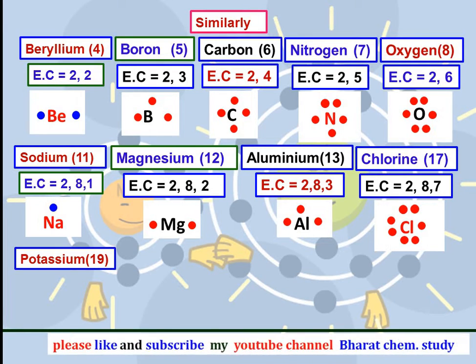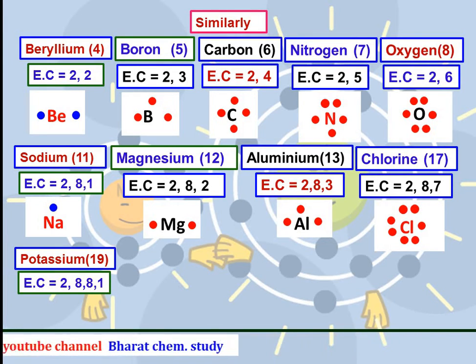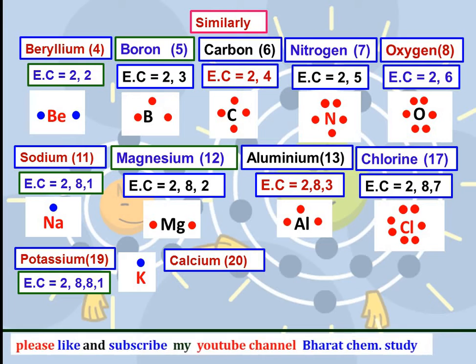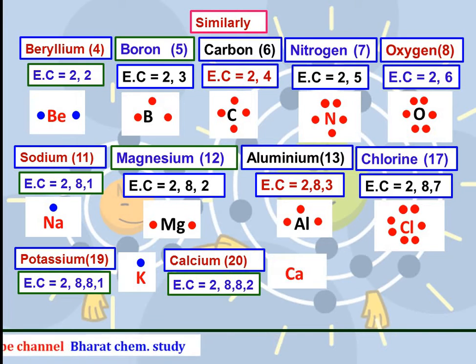In the same way, in case of potassium, the valence electron is 1, so it can be represented by writing the symbol of potassium and representing 1 dot around it. In case of calcium, valence electrons are 2, so its Lewis symbol is calcium with 2 dots.